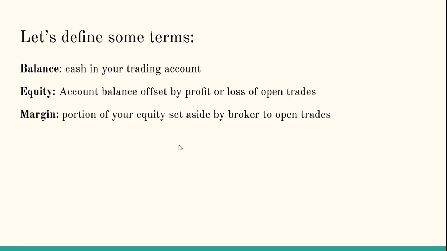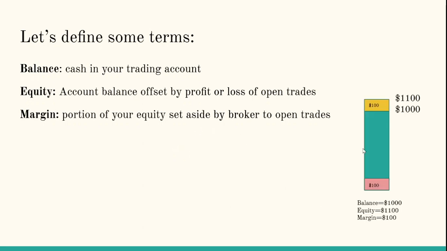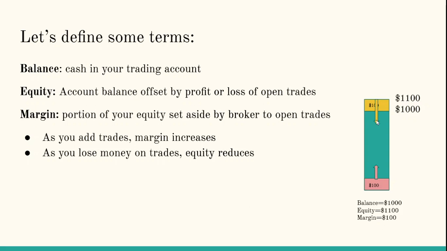So your margin now is a portion of your equity set aside by the broker to open trades. So in this case, we've got $100 of margin that's set aside from your equity, and we have $100 of profit. So our equity is at $1,100, our balance is at $1,000, and our margin is at $100. As you add trades, your margin goes up. And as you lose money on trades, your equity reduces. But when equity equals your margin, that's the margin call.